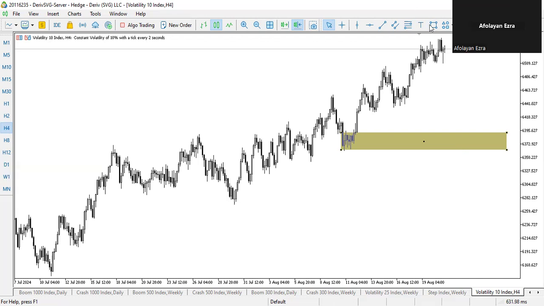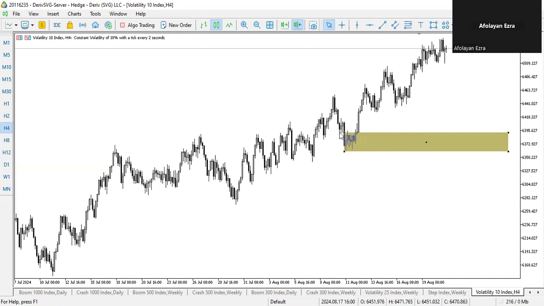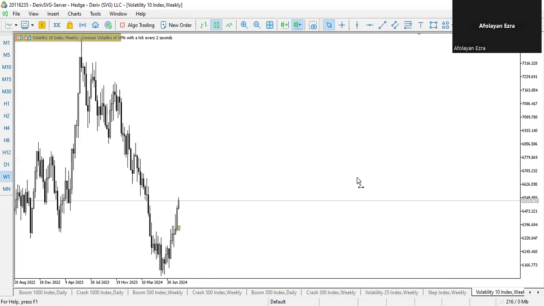So like for this one, I missed it. This is a very good area to buy, and price bought from there. So it's just as simple as it is. Don't stress yourself. Follow whatever you want to follow, but I follow structure. So structure is telling me that price has to come down, so I'm waiting for price around here. If price comes back based on H4 into this place, I will look for lower time frame confirmation and I will join the buy. So that's that on Volatility 10.